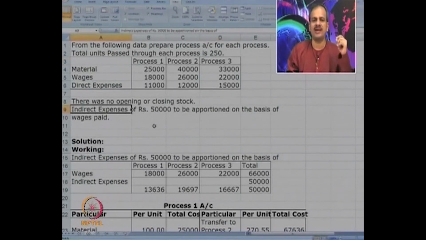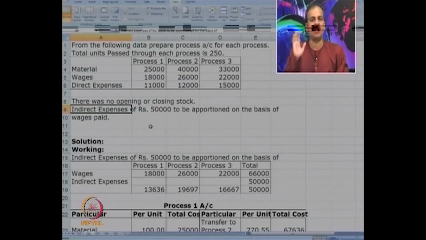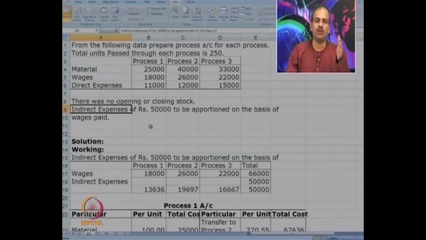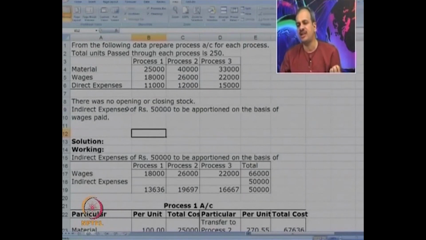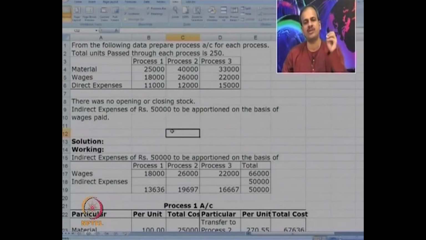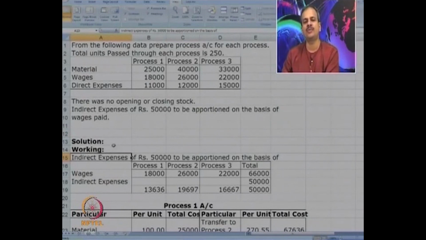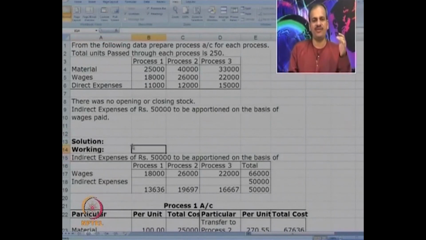Indirect expenses or overheads are given as 50,000 and they are to be apportioned on the basis of wages paid. So how will you proceed now for preparation of process accounts? Even before preparation of process accounts, first we have to calculate how much of the overheads should be charged to processes. You know that the total overheads are 50,000 and they are apportioned on the basis of wages. Wage amount for process 1, 2, 3 is given. So you can see the working which I have tried to do. The indirect expenses are 50,000.